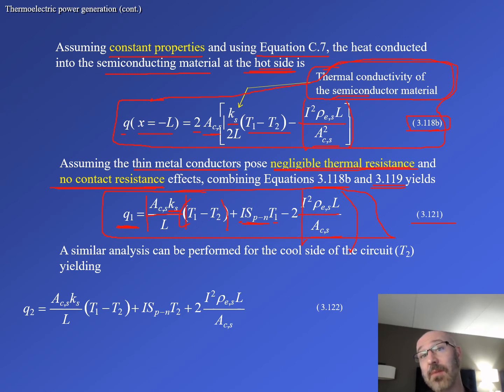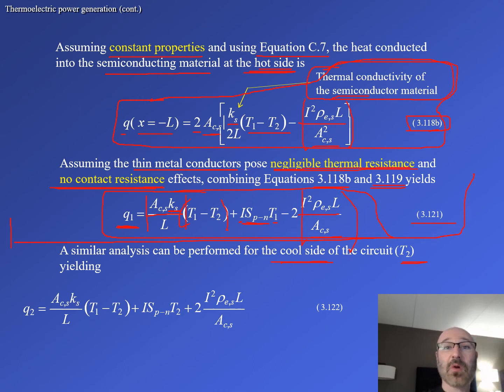Now we can do the same thing on the cool side. All of this up here before was for the hot side of our circuit up top. Now we come down here and talk about the cool side of the circuit, where rather than T1, we're dealing with T2.